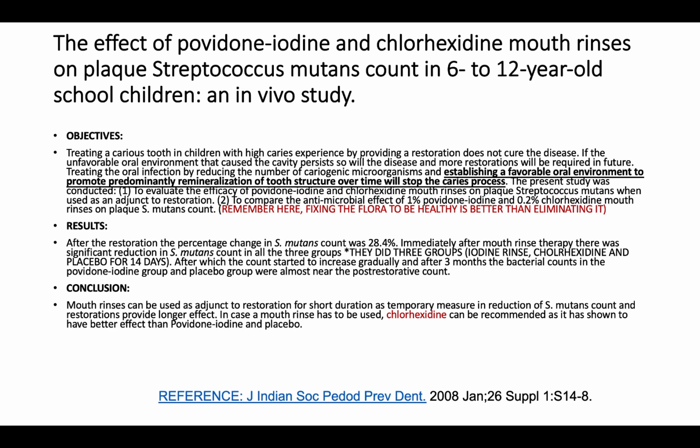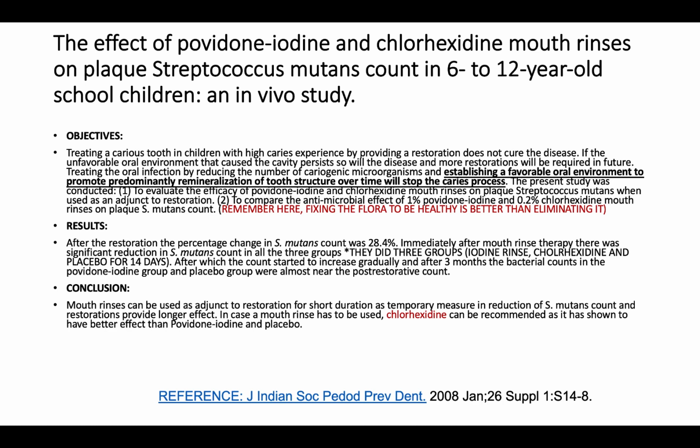This, for example, is one of the studies: the effect of povidone and chlorhexidine mouthwash on plaques for Streptococcus mutans. They found that, look at the main thing in the results, you are trying to establish a favorable environment in the mouth to reduce plaque formation and maintain healthy flora.